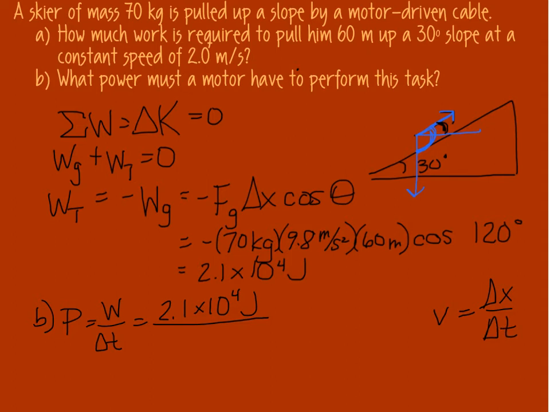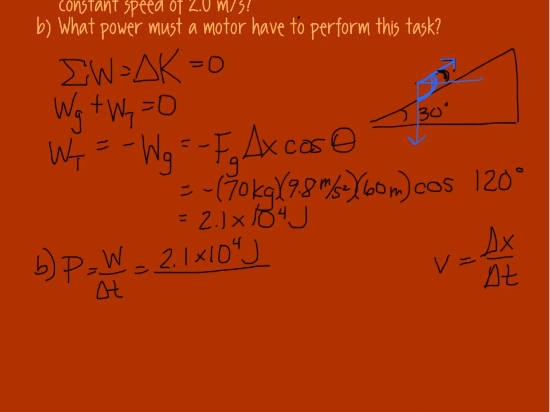We know that displacement is 60 meters, and we know that velocity is 2 meters per second. That means that to calculate time, I do displacement over velocity, or 60 meters divided by 2 meters per second, which of course gives me 30 seconds. Therefore, the power that the motor must have to perform this task is 686 watts.